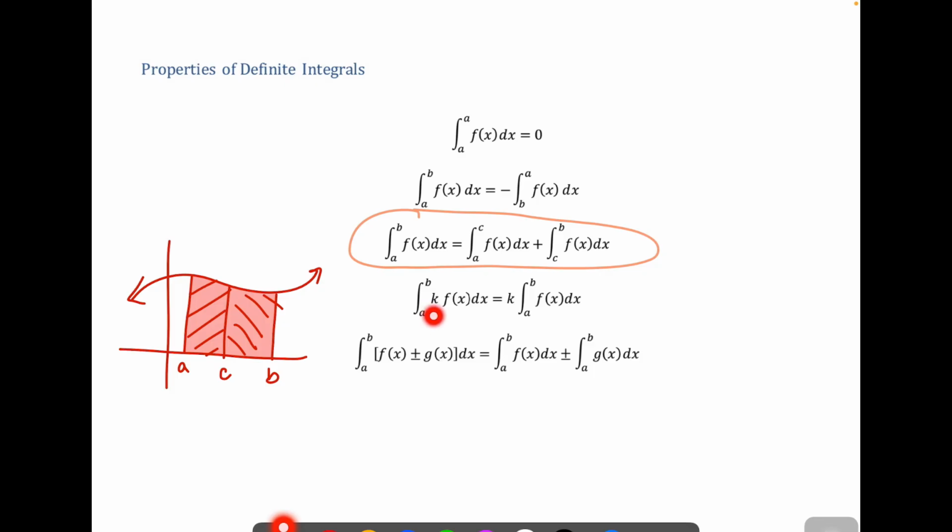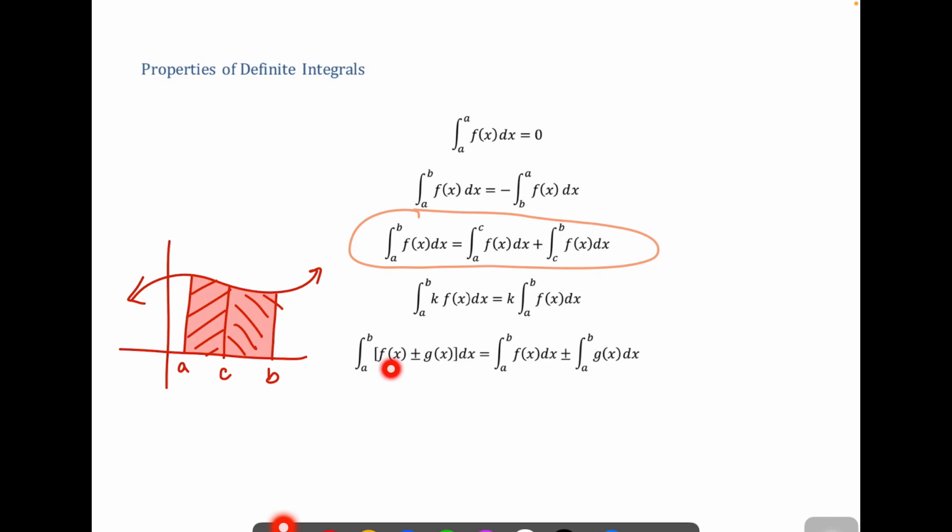Next property says if you want to integrate a constant times a function, you can pull that constant out front and just integrate the function. And then multiply it by the constant. And this property comes from the fact that these are Riemann sums. And when you have a constant, you can use that distributive property and just pull that constant out front.